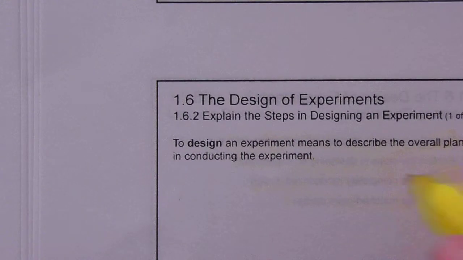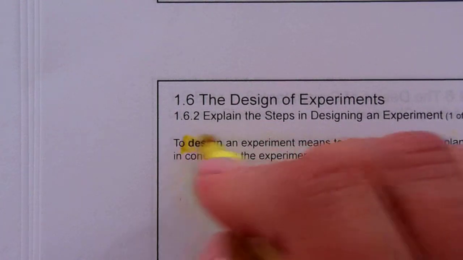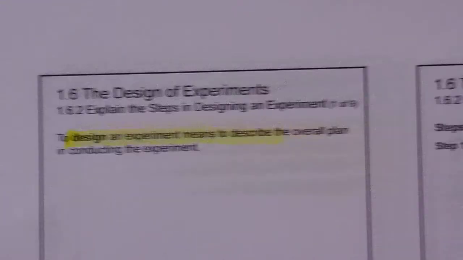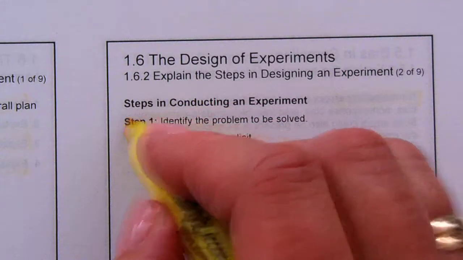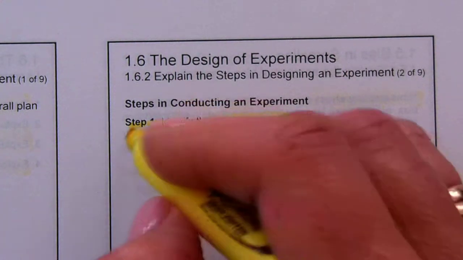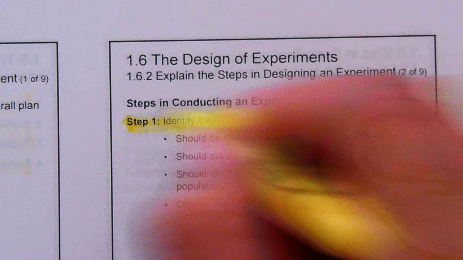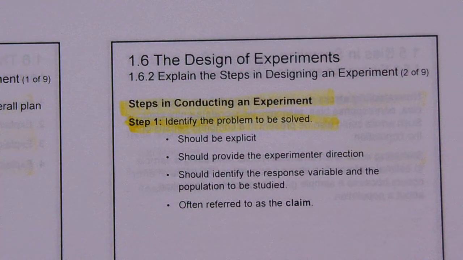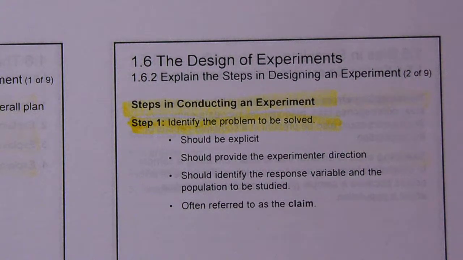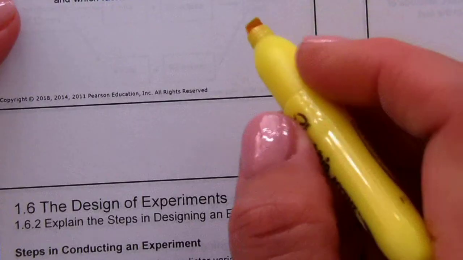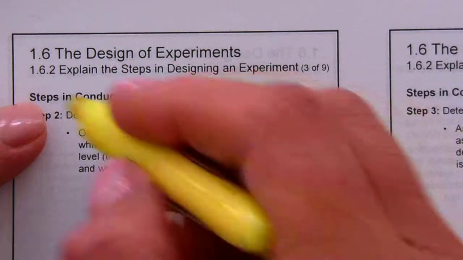So to design an experiment means to describe the overall plan of conducting the experiment. Here are the steps in conducting the experiment. First, identify the problem to be solved. You need to be very, very specific in what the problem is that you want to solve.